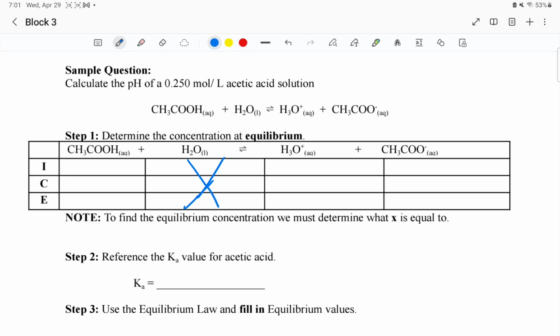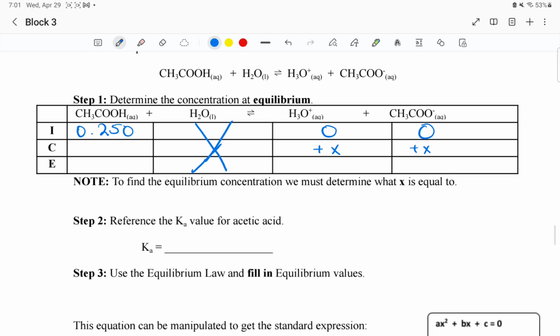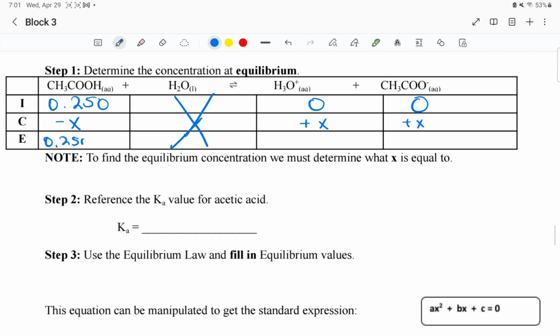Now, what we know is that for your CH3COOH, the initial concentration is 0.250. Whereas for these, in the beginning, you have 0. That means as we keep going, plus x for these, minus x for this one here, giving you a total of 0.250 minus x, and then x, and x. Note, to find the equilibrium concentration, we must determine what x is equal to.